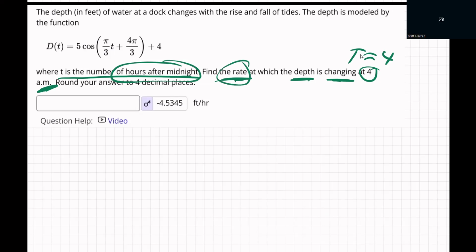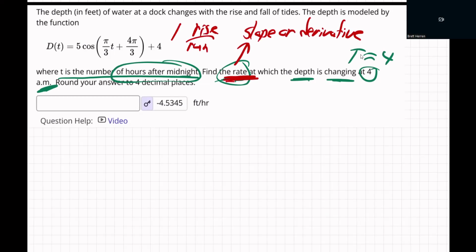So they want the rate. What does a rate mean? A rate always means a slope or derivative. A rate, how fast something changes, is a slope. Why is that? Because remember, slope is rise over run. It's y over x. Rise is y up and down, run is x sideways. Y over x.